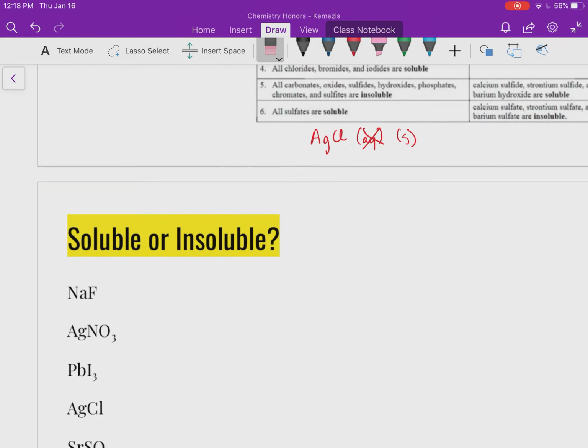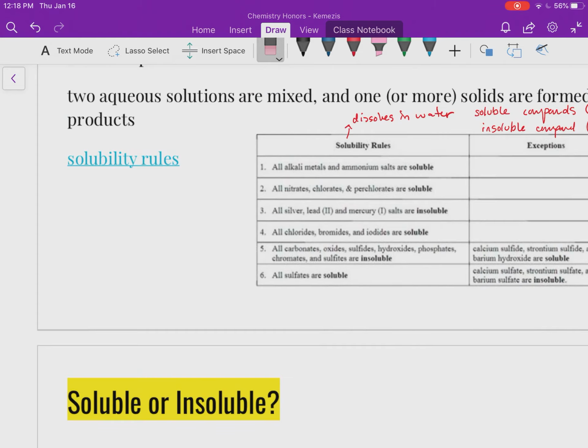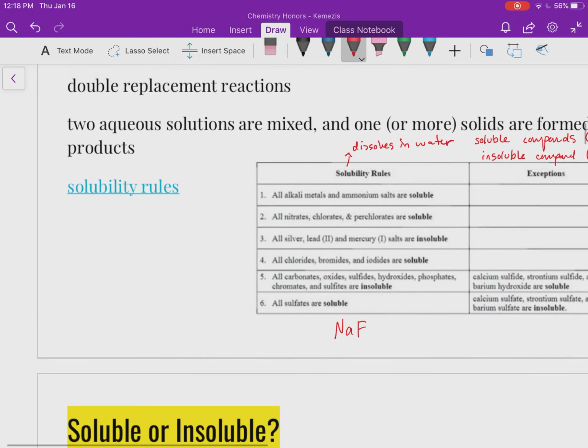And we want to know whether the following compounds are soluble or insoluble. So our first one is sodium fluoride, NaF. I'm going to keep the compound here so that we can see what we're looking at. So we start from the top, and if that rule applies to your compound, then you are done and you can get your information based on that rule.